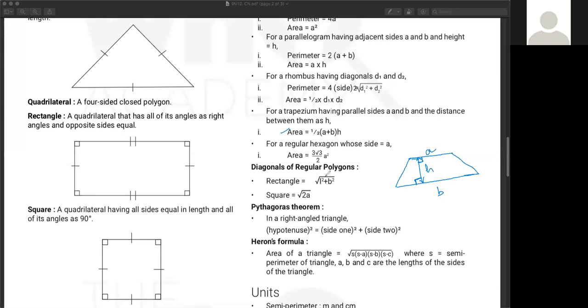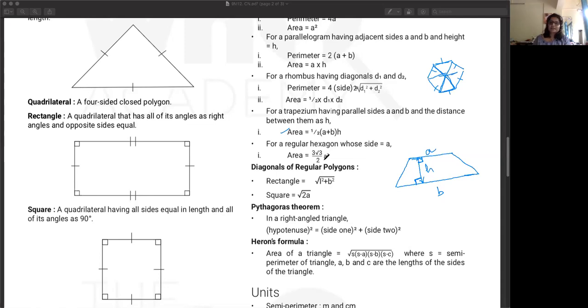Okay. And similarly for a regular hexagon whose side is A. Hexagon means how many sides in total? 6. Yes. Regular hexagon means all 6 sides are equal in length. So if you were to divide a hexagon into triangles, how many triangles will you get? 6. And because this is a regular hexagon, you're going to get 6 equilateral triangles.